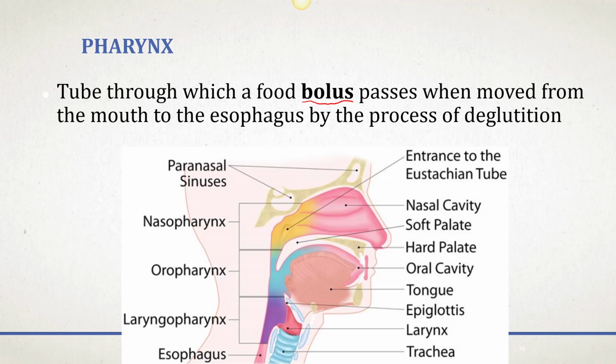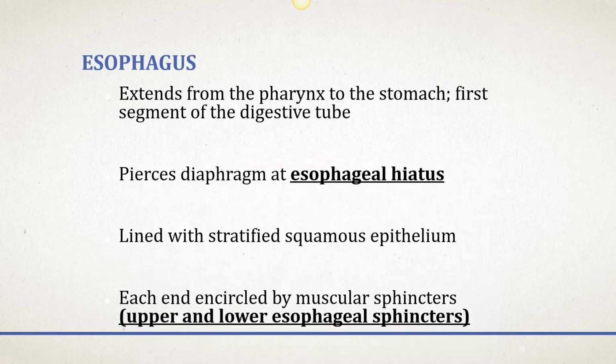gets to the stomach. The pharynx is your throat, and that's a tube through which a bolus of food passes when moved from the mouth to the esophagus by the process of deglutition or swallowing. The esophagus extends from the pharynx to the stomach, and it's the first segment of the digestive tube. It pierces the diaphragm at the esophageal hiatus.